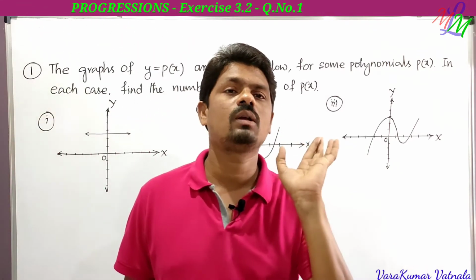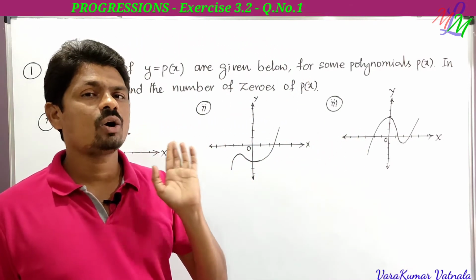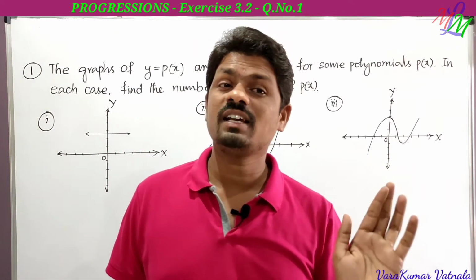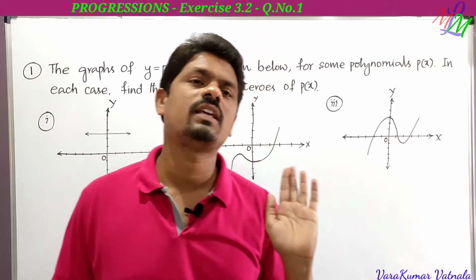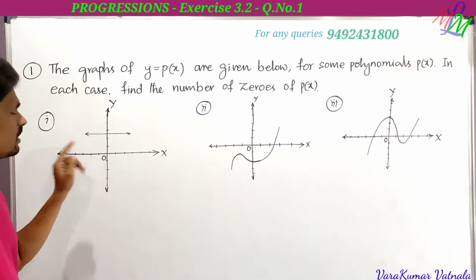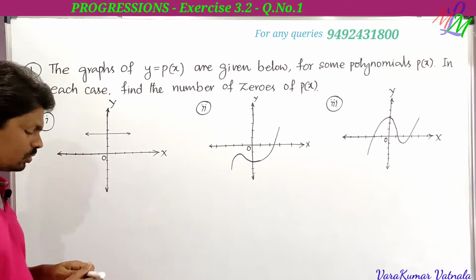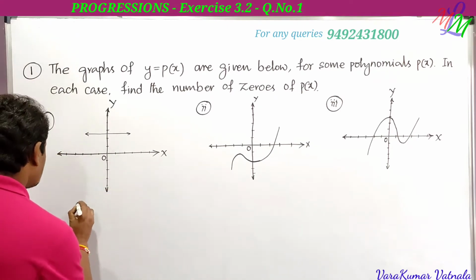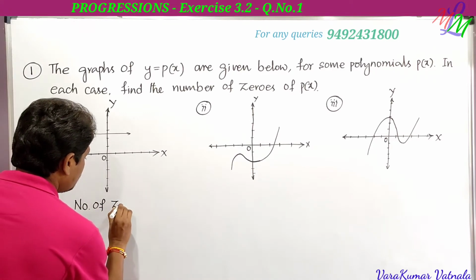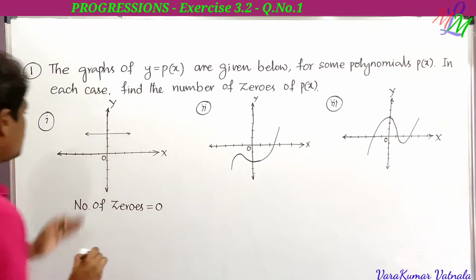Just remember that we have to observe the curve, whether the curve is intersecting the x-axis or not. If it intersects the x-axis, then we have to count at how many points it is intersecting. So see here, the graph is not at all intersecting the x-axis. So here there are no zeros. Since the graph is not intersecting the x-axis, the number of zeros is equal to 0 here.